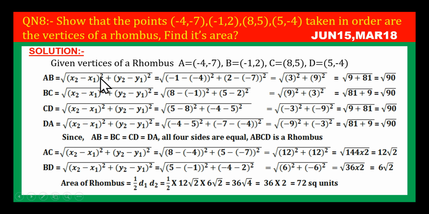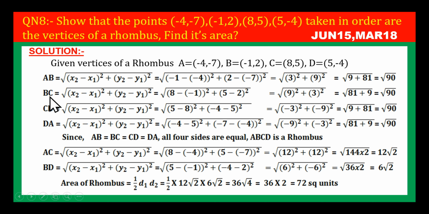First of all, (x2 minus x1) whole square, that is (-1 minus of -4) whole square, plus (y2 minus y1) whole square, y2 is 2, so (2 minus of -7) whole square. This is equal to: minus of minus 4 is plus 4, 4 minus 1 is 3, 3 square is 9, plus minus of minus 7 is plus 7, 2 plus 7 is 9, 9 square is 81. 9 plus 81 is root 90 units. It is the length of the first side.